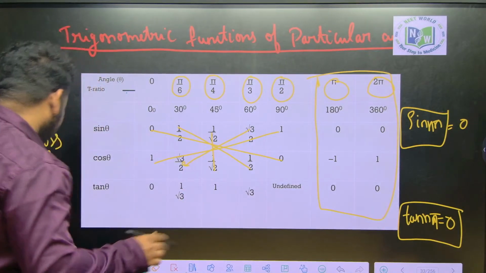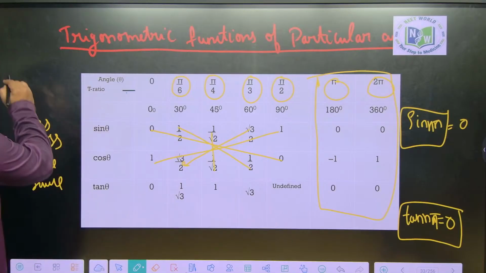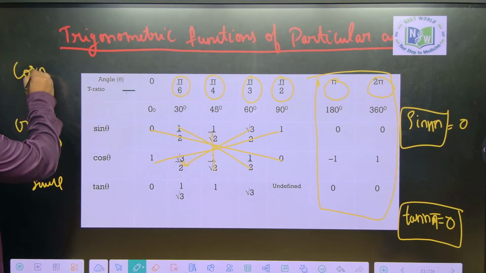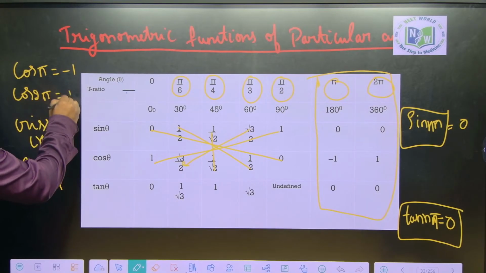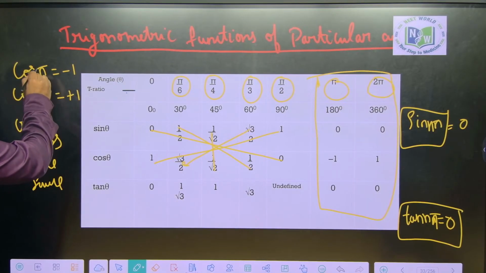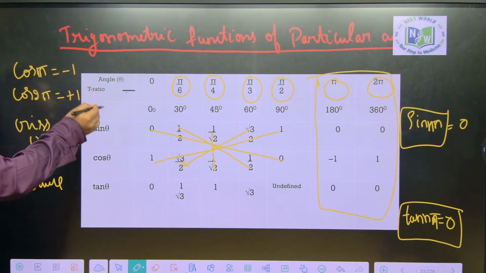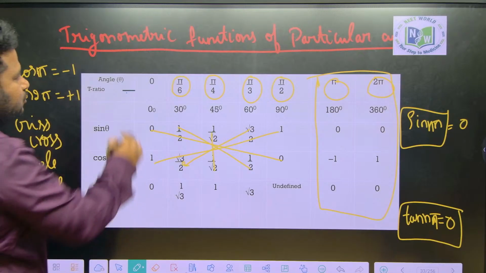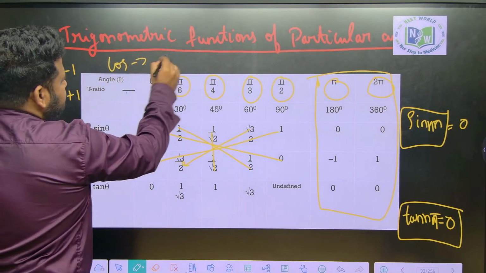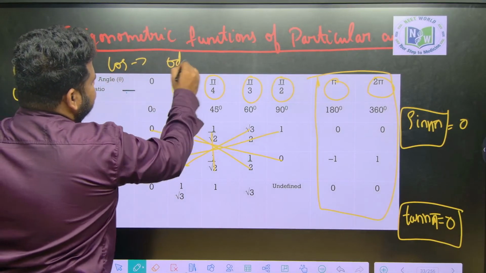See here, if you talk about cos, cos of pi is minus 1. Cos of 2 pi is plus 1. Here, where nothing is written, it means 1. So cos of odd pi is minus 1, and cos of even pi is plus 1. So for cos, it is odd and even.